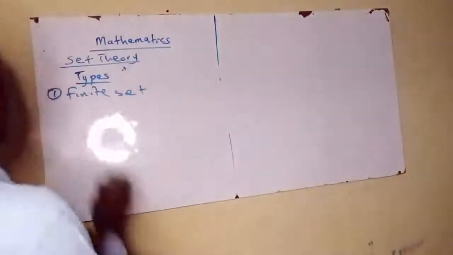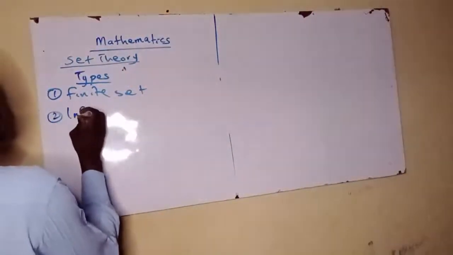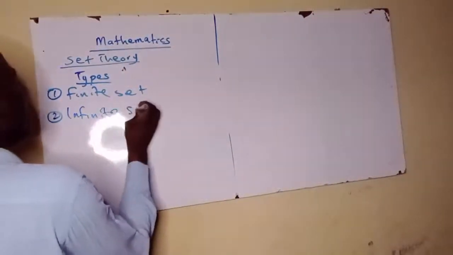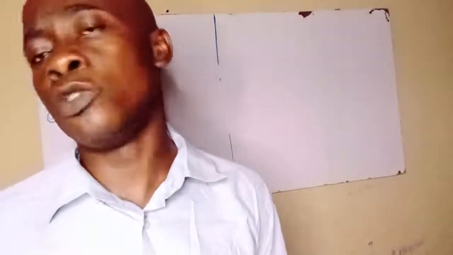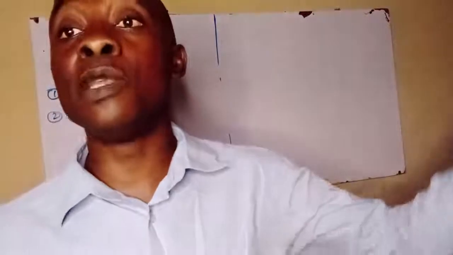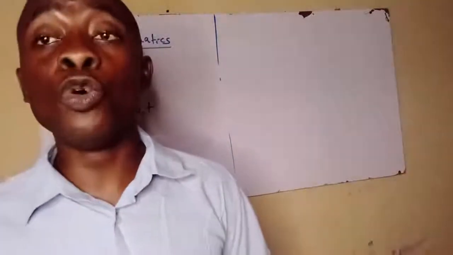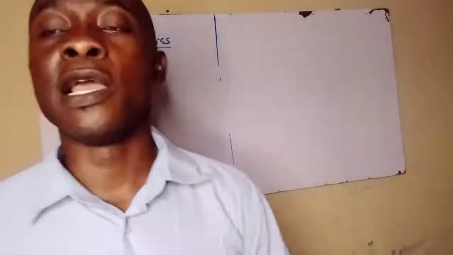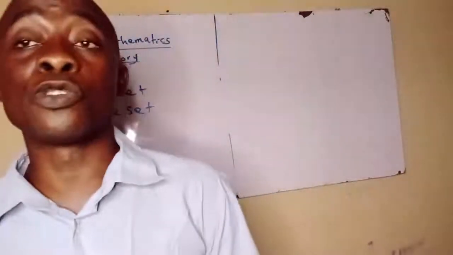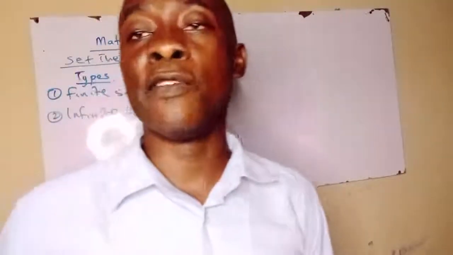Another one is an infinite set. An infinite set is a kind of set that does not have a limitation. Take for example, the list of whole numbers. When they say list of whole numbers, numbers don't end. That means we are going to be listing all numbers and we don't know when it's going to end. A kind of set that consists of elements that do not end is known as an infinite set.